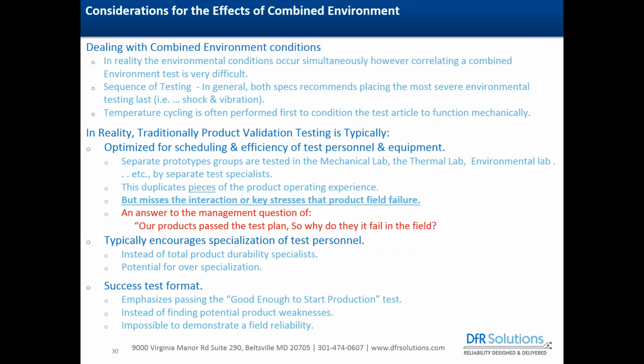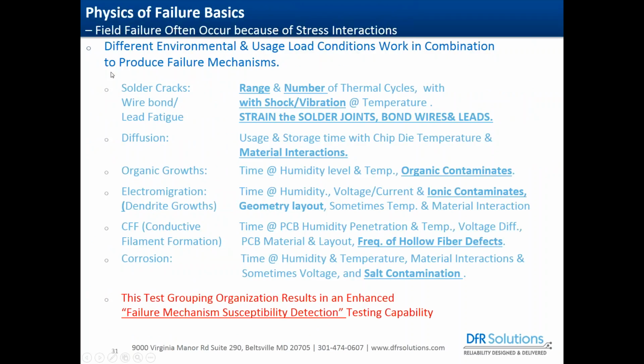And what I found out was that traditionally the life testing is set up to optimize the scheduling and efficiency of the test personnel and the test equipment. So I discovered there were separate mechanical labs, thermal labs, environmental labs, and a different set of components went into each of these labs. You got a certain degree of robustness that the components could endure each individual stress, but in actuality we found that different stresses could combine together to produce the same failure mechanism, and we were missing this critical interaction.